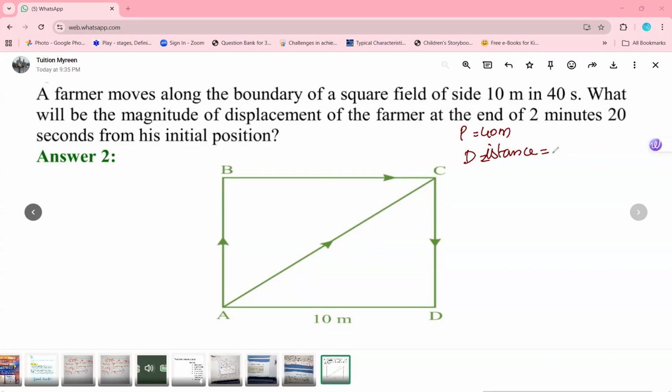So if the question is distance, for the first round, 40 meters. For the second round, 40 meters. For the third round, 40 meters. And for the 0.5 round, 20 meters. So totally 40 plus 40, 80. 80 plus 40, 120. 120 plus 20, 140 meters. So the distance is 140 meters, and the displacement is 10 root 2. Clear?